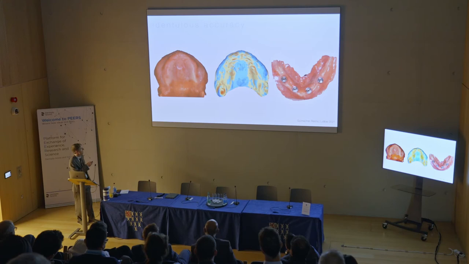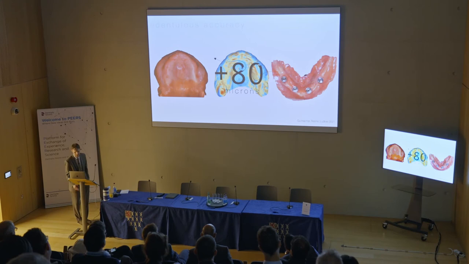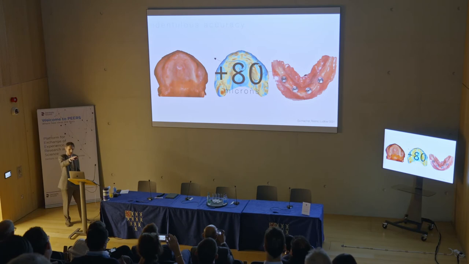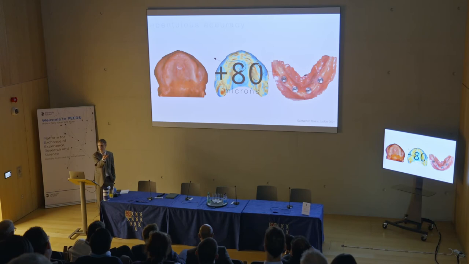The closest thing we can find to this is a completely edentulous one. And what we see from the prime scan is it's about 80 microns off in a positive direction, okay? Whereas again, we were kind of talking about this during the break. What PVS does is PVS will actually intrude at about 100 microns. So the swing between digital to PVS is about 180 microns to 200 microns, depending on your scanner.